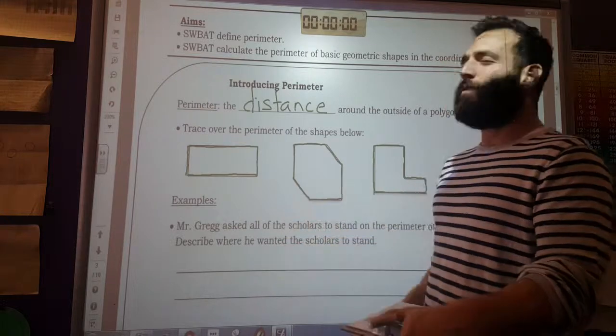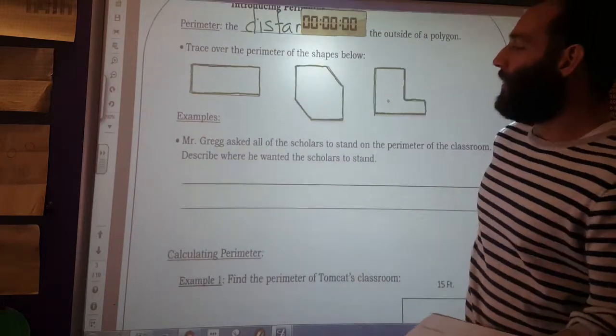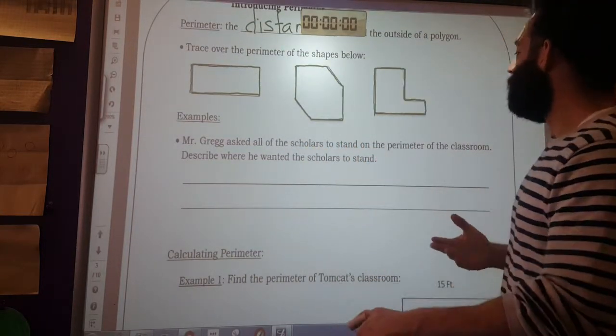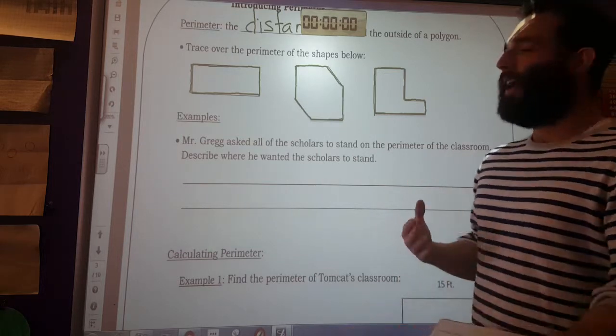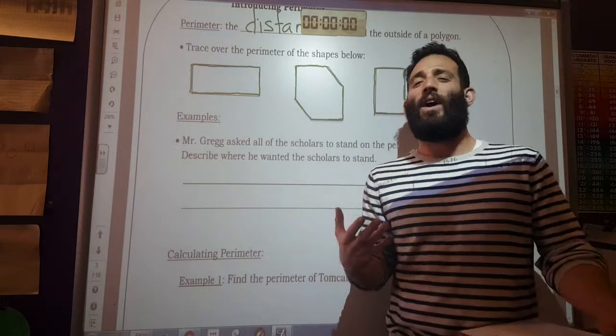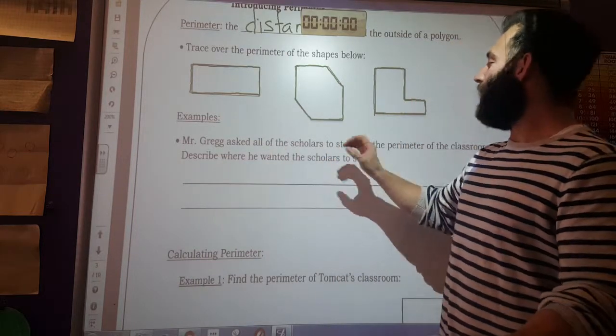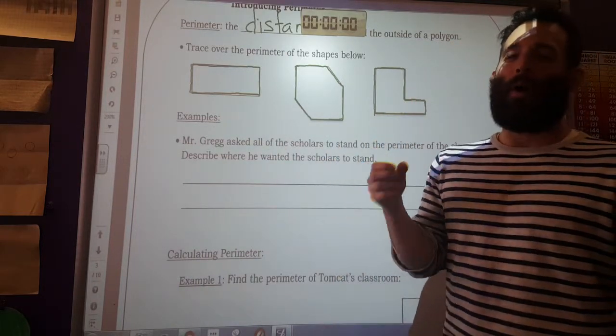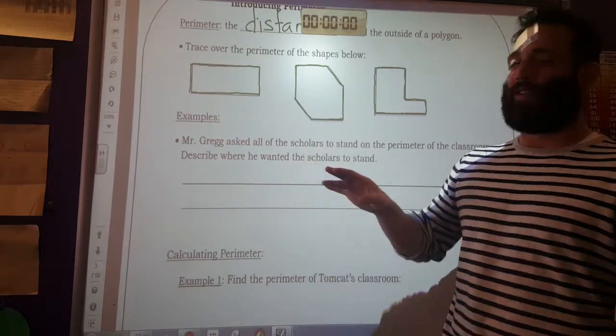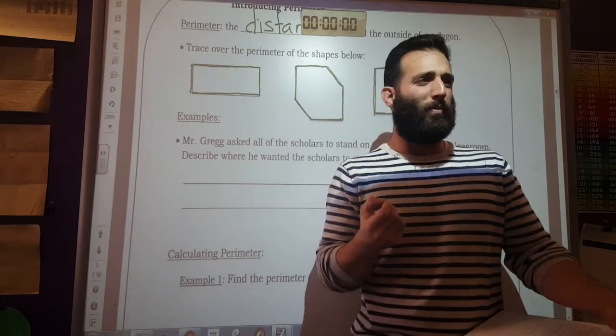Now, we've got Mr. Greg. Mr. Greg, down in 7th grade, asked all of the scholars to stand on the perimeter of the classroom. And I want you to think about where he would want all of his scholars to stand. The perimeter of the classroom. Go ahead and take about 15 seconds to start writing something down or start thinking about where that might be.